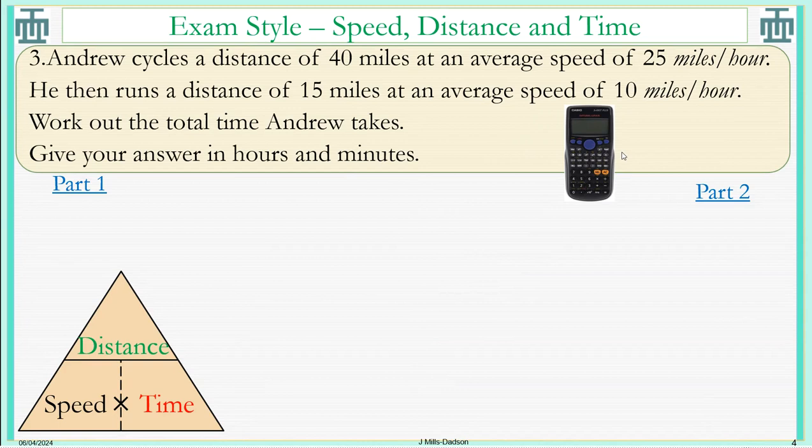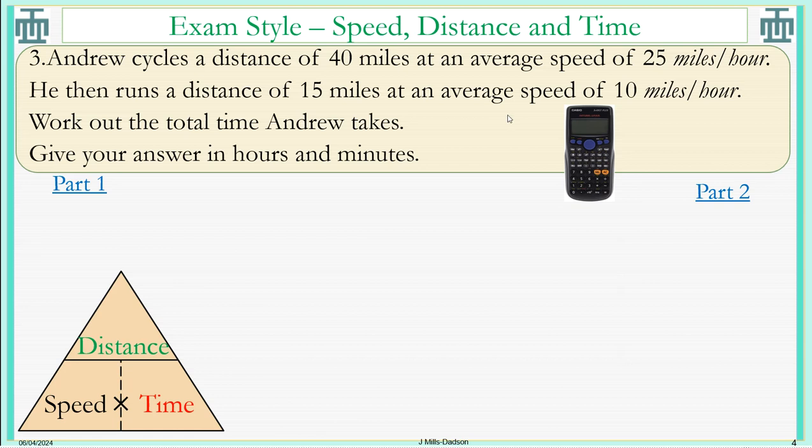Andrew cycles a distance of 40 miles at an average speed of 25 miles per hour. He then runs a distance of 15 miles at an average speed of 10 miles per hour. Work out the total time Andrew takes. Give your answer in hours and minutes.